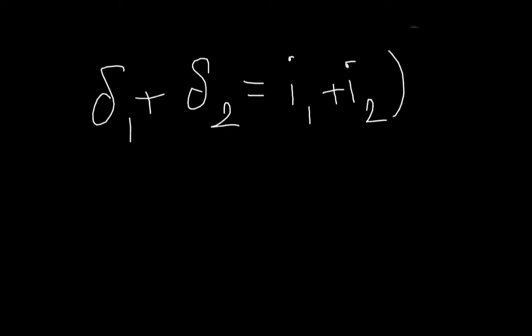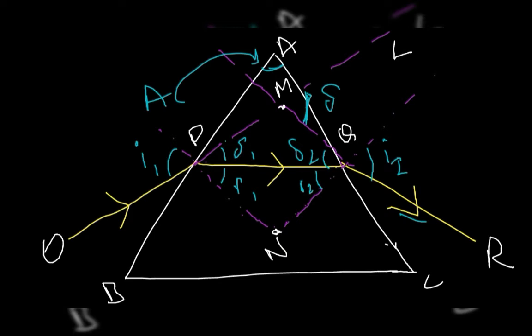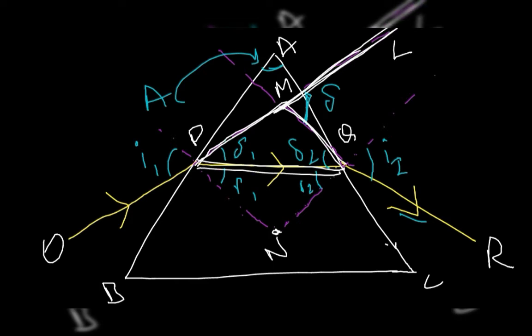Now if you add these two, I get delta 1 plus delta 2 is equal to I1 plus I2 minus R1 plus R2 in a bracket, obviously. This is my expression that I get. Now, if you have learned the triangle in mathematics, focus on this diagram. For this triangle, the exterior angle will be delta, and the interior two angles will be delta 1 and delta 2. Understand this clearly.